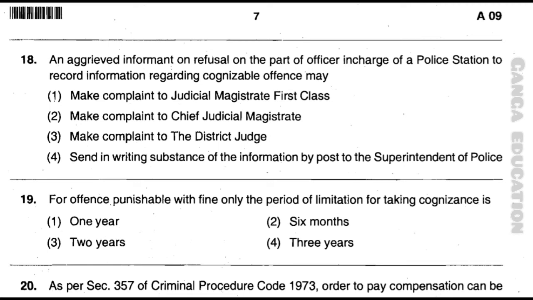Now question number 19. For offence punishable with fine only, the period of limitation for taking cognizance is option number 1, 1 year. Option number 2, 6 months. Option number 3, 2 years. Option number 4, 3 years. And the correct answer is option number 2, 6 months.